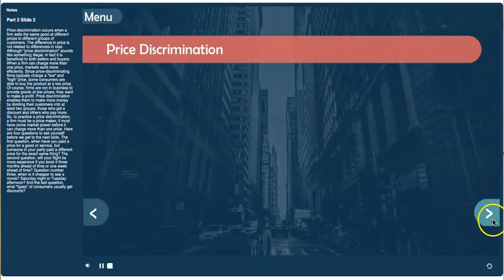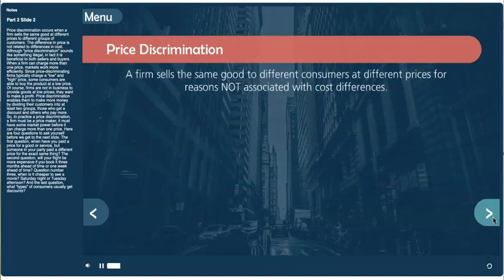Price discrimination occurs when a firm sells the same good at different prices to different groups of customers. The difference in price is not related to differences in cost. Although price discrimination sounds like something illegal, in fact, it is beneficial to both sellers and buyers. When a firm can charge more than one price, markets work more efficiently.